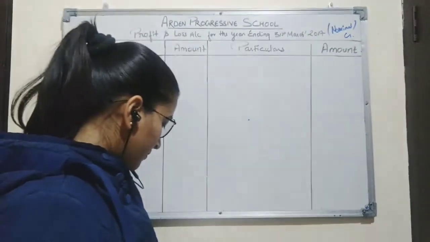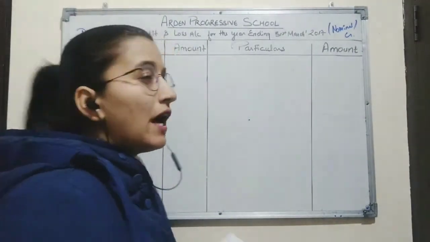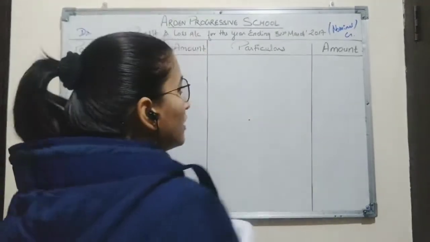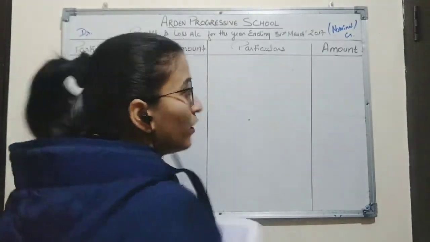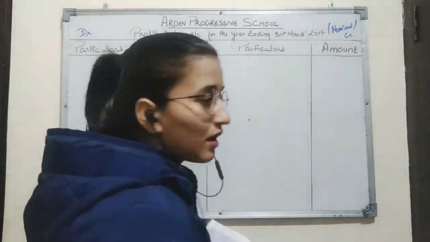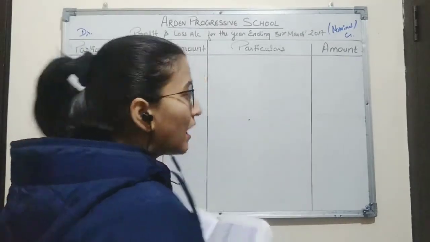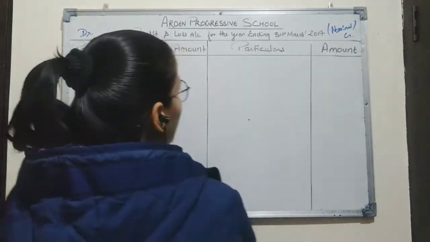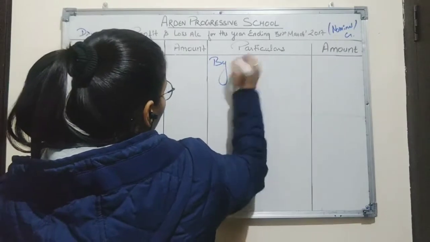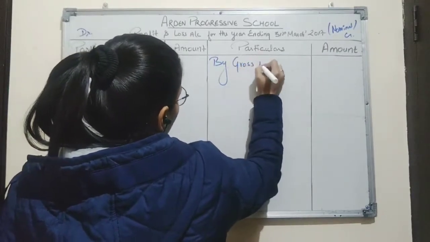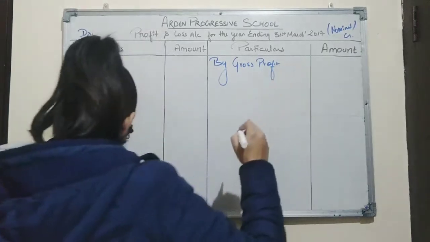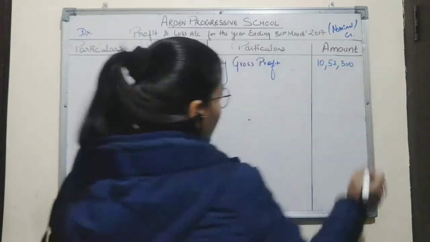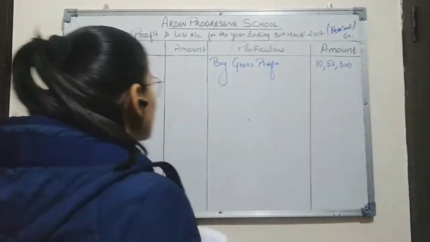Now according to the question, first we have been given gross profit. As we know, gross profit is calculated by preparing trading account. So here we will transfer that gross profit on the credit side of profit and loss account. As gross profit is an income for the company, and we know according to nominal account rule, we record all the incomes on the credit side. So here first income will be by gross profit. Amount of gross profit is 10,52,500.